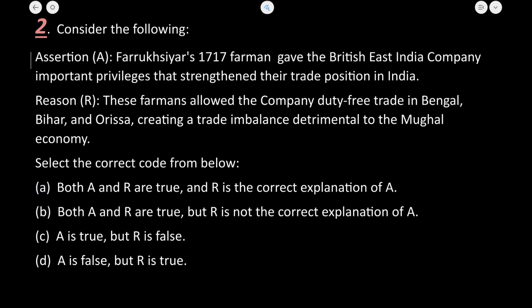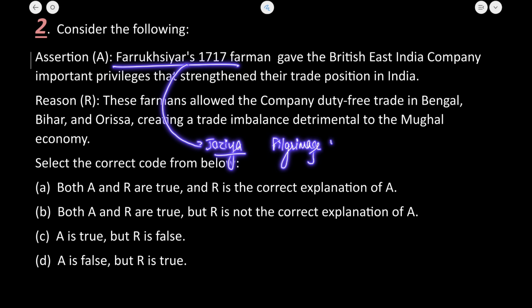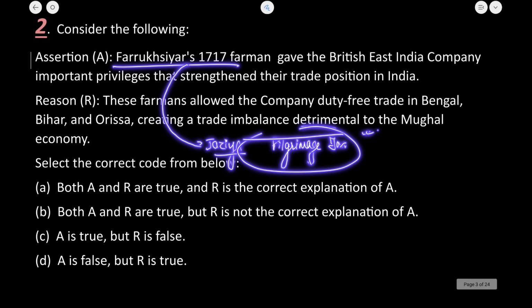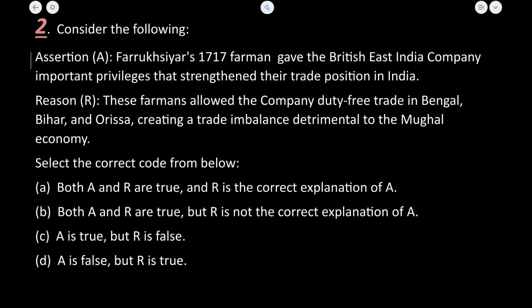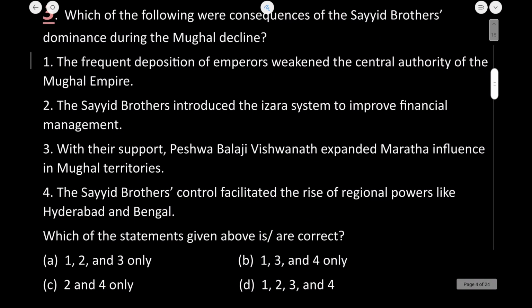Other than this, Farrukhsiyar has some important terms as well. For example, Farrukhsiyar is known for his religious tolerance. Also, he abolished jizya, and he also abolished the pilgrimage tax. So these are some important things that you need to know. Let us now move to the next question.